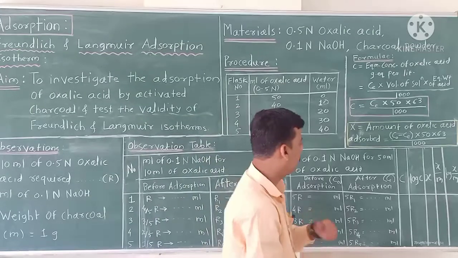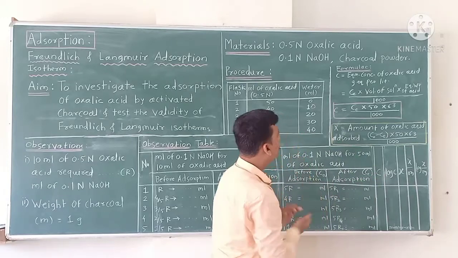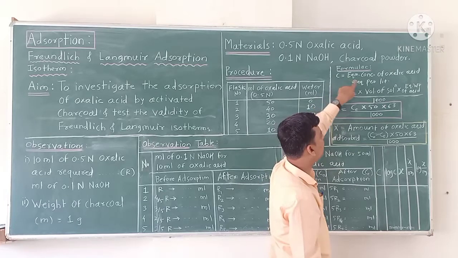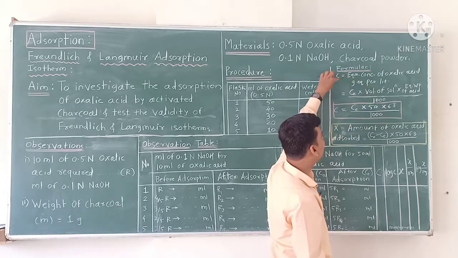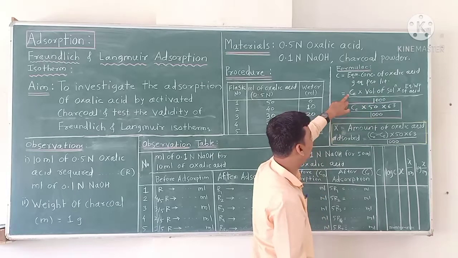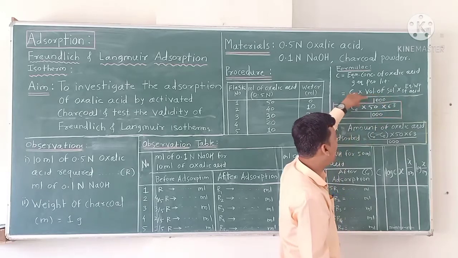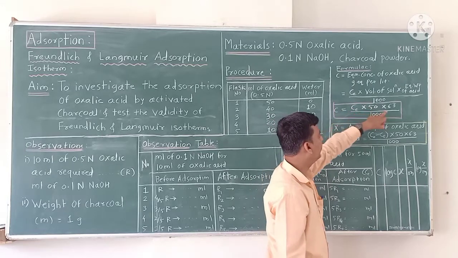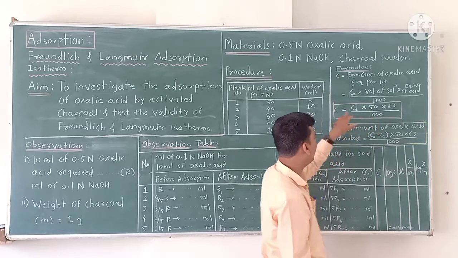Now we have to calculate the C value. How to calculate it? We have a formula. C is the equilibrium concentration of oxalic acid in gram equivalent per liter. It is Ce into volume of solution into equivalent weight of oxalic acid upon 1000. So C is equal to Ce into 50 into 63 upon 1000. That is the formula.